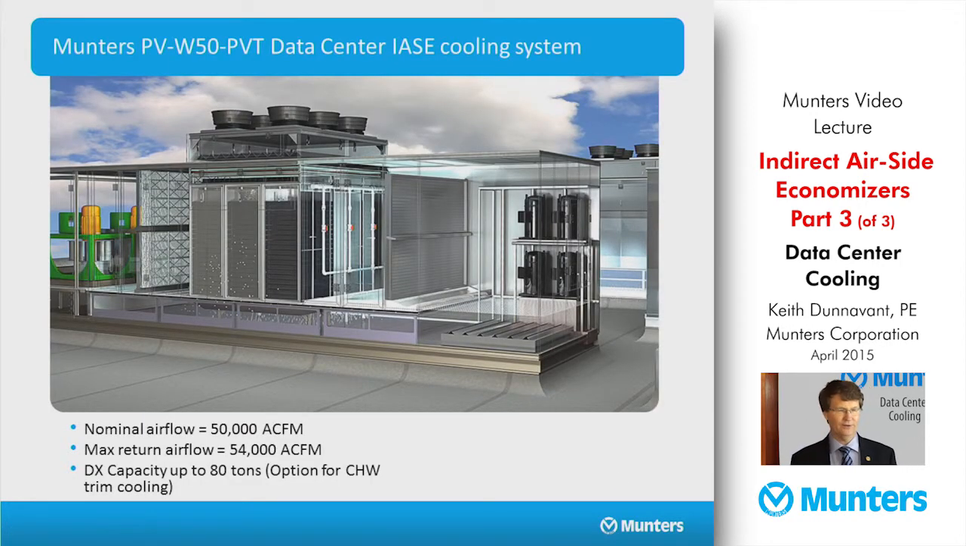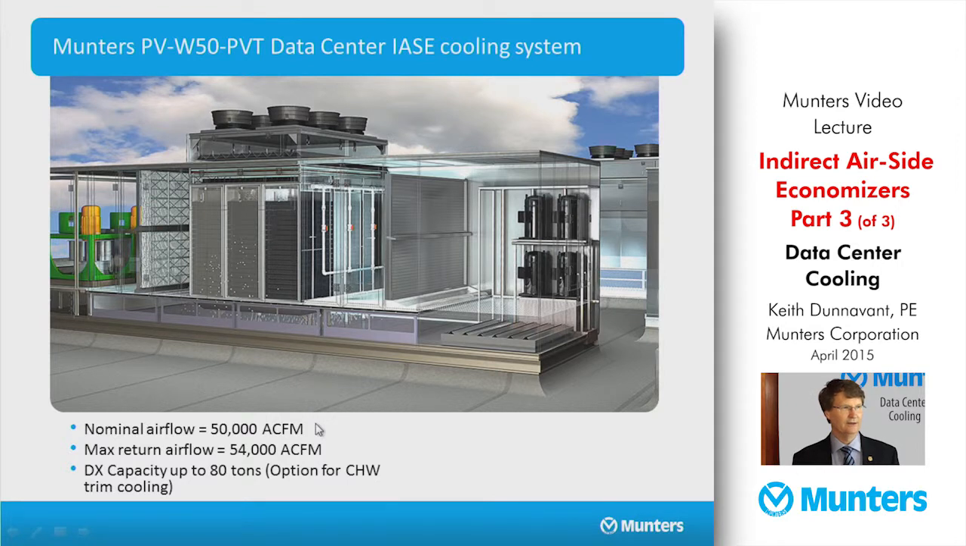This is what the unit looks like, and I've walked you through this in the previous segment. We're showing here a rooftop installation, could just as well be a perimeter mounted installation, but you can see you've got your supply fans, filter, your heat exchanger, trim cooling coil, your refrigeration, your compressors, and isolation dampers here.